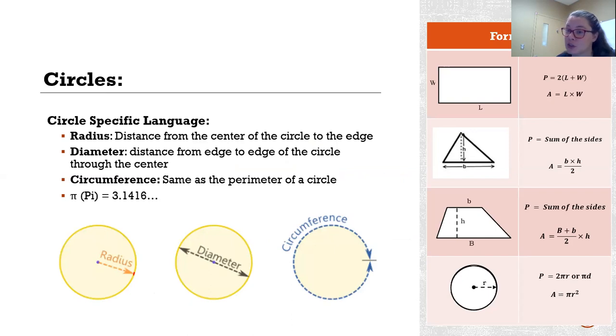So if you have something circular and you're looking for a perimeter, you're looking for the circumference.